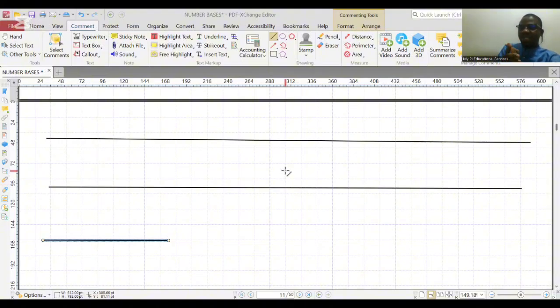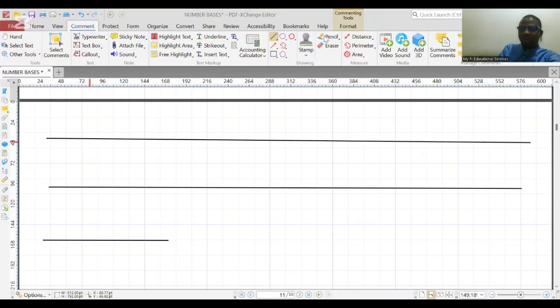Today we're going to be learning about changing decimals in base 10 to other bases. In our last class, we learned how to change decimal numbers from other bases to base 10. Now today we're going to learn the vice versa.